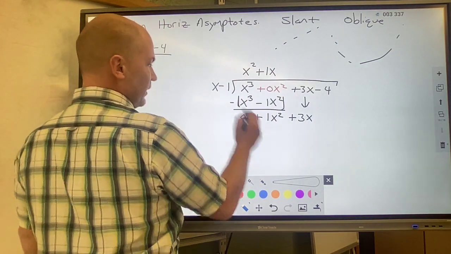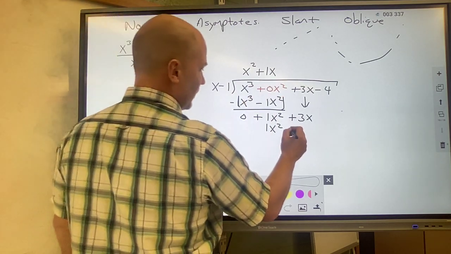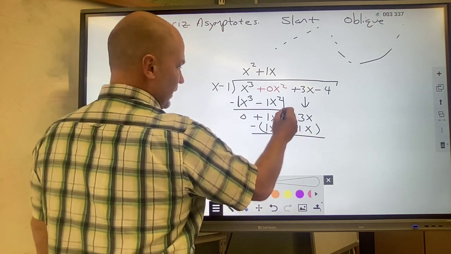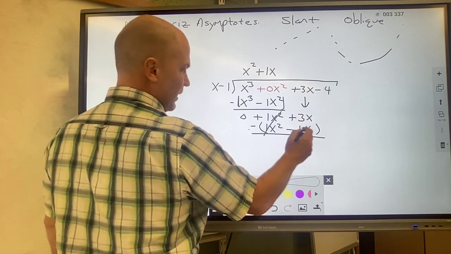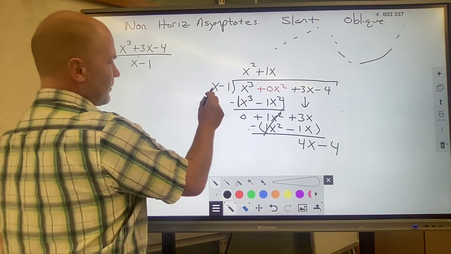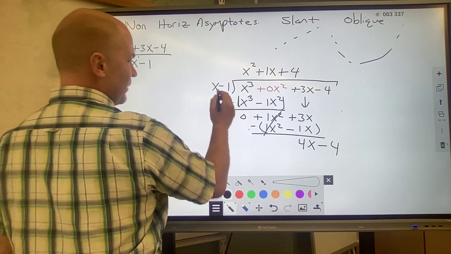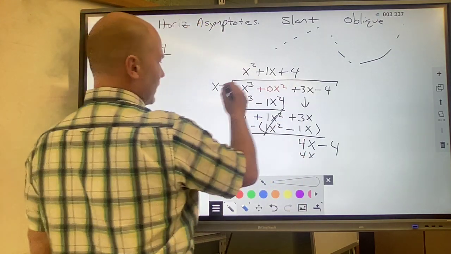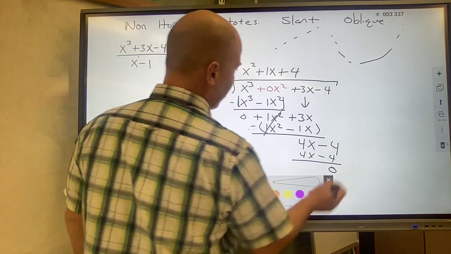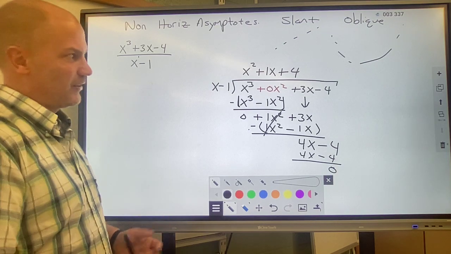So now I multiply, and I get 1x times x is 1x squared. 1x times negative 1 is negative 1x. I subtract again. These cancel out. 3 minus negative 1 is 4x. I bring down my minus 4. How many times does x go into 4x minus 4? 4 times x is 4x. 4 times negative 1 is negative 4. Wow, this turns out that this is actually a factor of our equation. I didn't expect that at all.